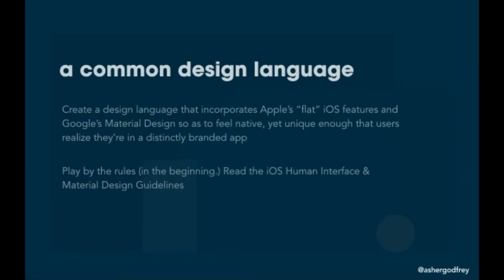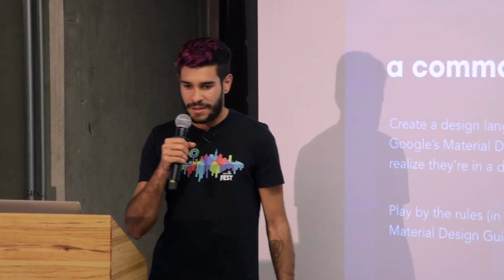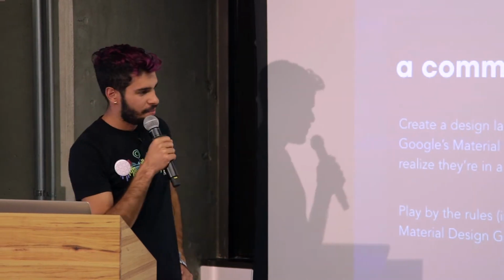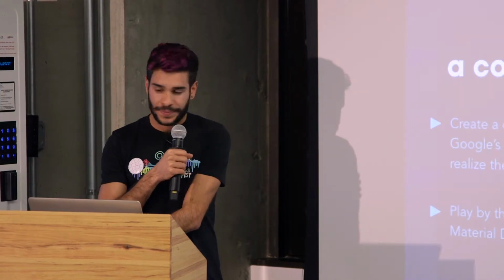So here we go, a common design language. I'm creating a design language that incorporates Apple's flat iOS design and also the material design, but it's unique enough so that you can tell that you have a distinctly branded app. So play by the rules in the beginning when you're just getting your legs in app design, but read up. I read the iOS guidelines. I read the material design guidelines back and forth. The material design guidelines I fell in love with. Nathan mentioned them before. But yeah, in the beginning you play by the rules, and then you learn when to break them.